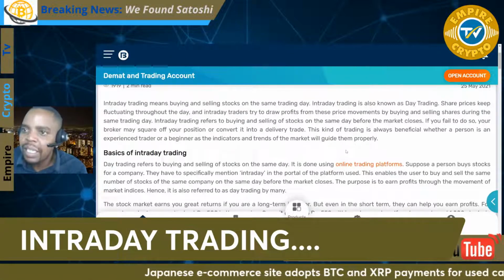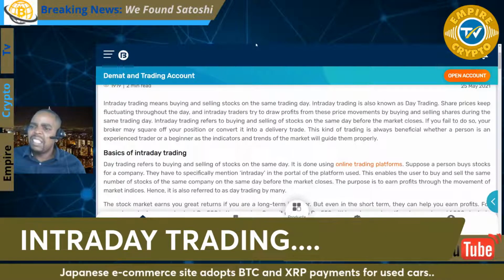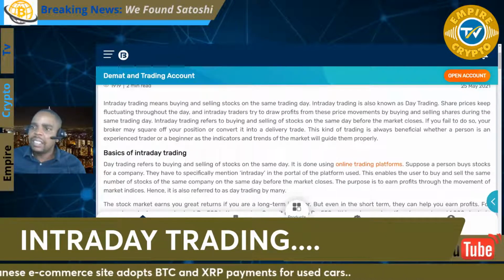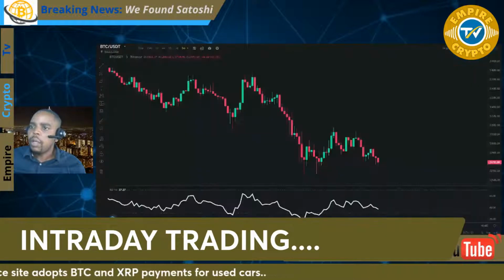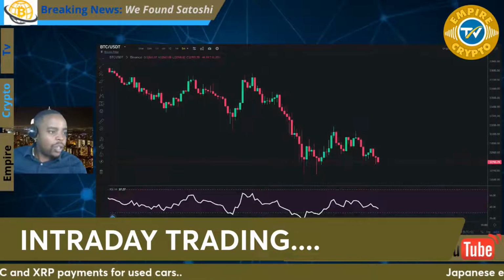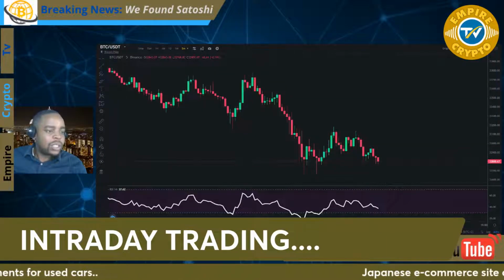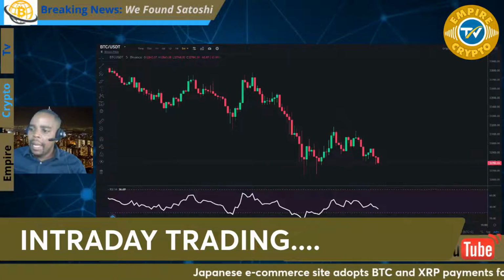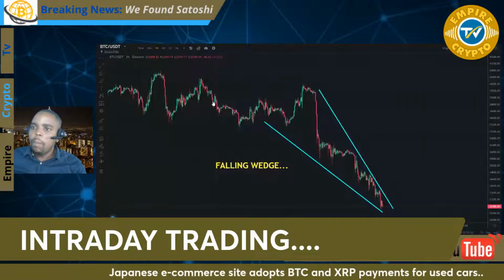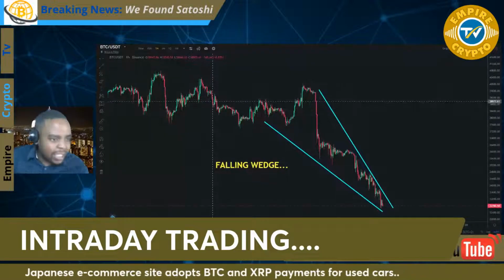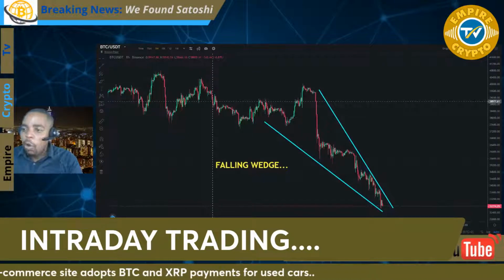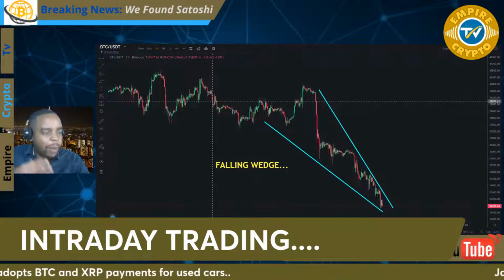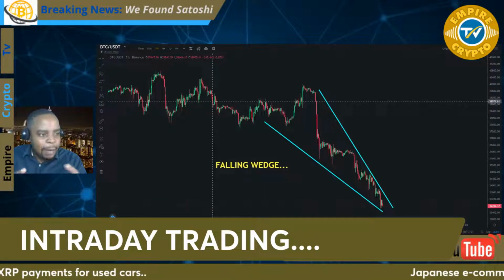So there are also indicators. Here I have my indicators, like the relative strength index, when I look at the chart. But you can not only use indicators, you can also use patterns, common patterns like falling wedges. Now, I'm looking at the BTC chart right now on a 1 hour chart, which is also part of intraday speculation.